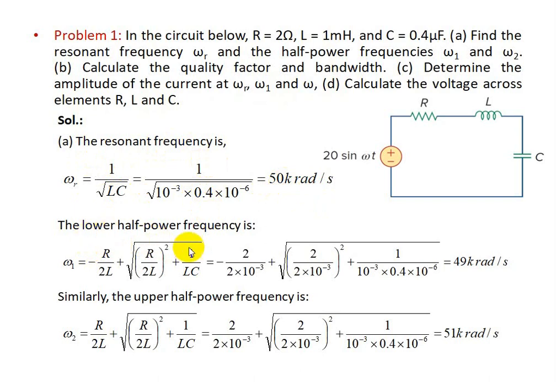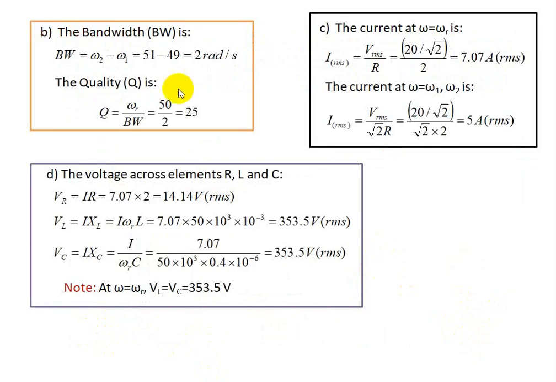Then the lower half-power frequency omega 1. So use this formula: omega 1 equal to minus R by 2L plus under root of (R by 2L) whole square plus 1 by LC. So all the values are known. Substitute all the values, we get 49 kilo radians per second. Similarly, the upper half-power frequency omega 2 is R by 2L plus under root of (R by 2L) whole square plus 1 by LC. Substitute all the values, we get omega 2 as 51 kilo radians per second.